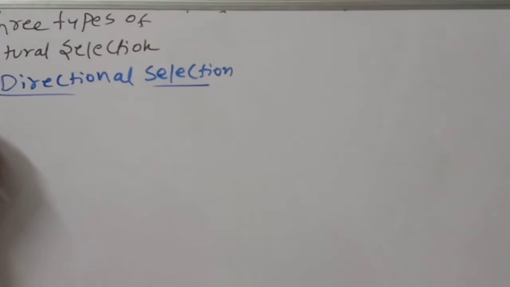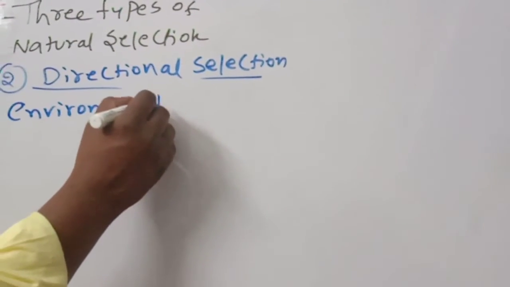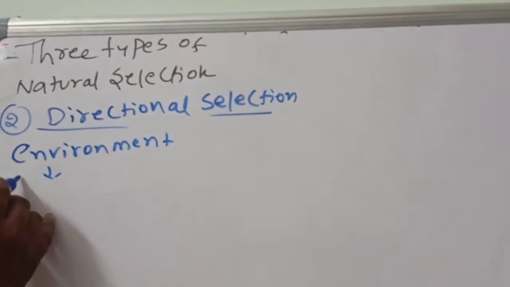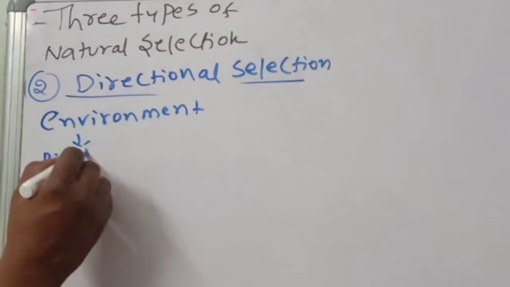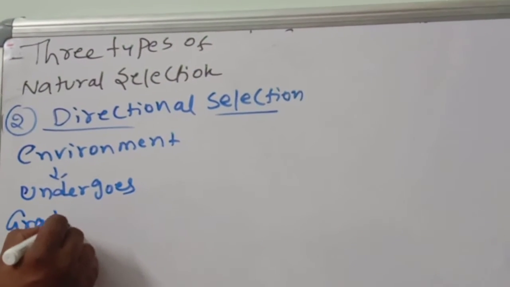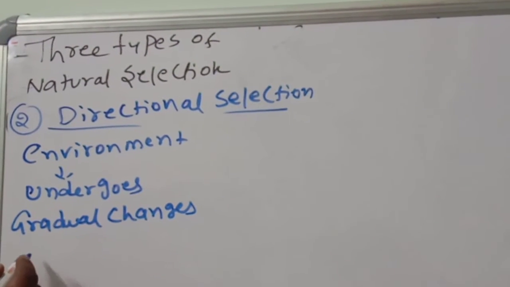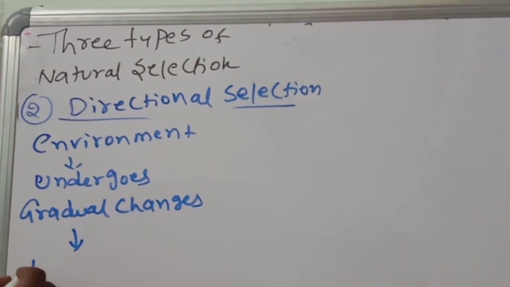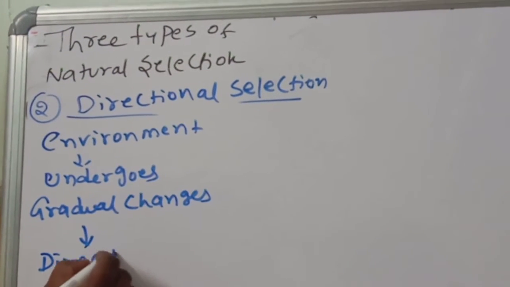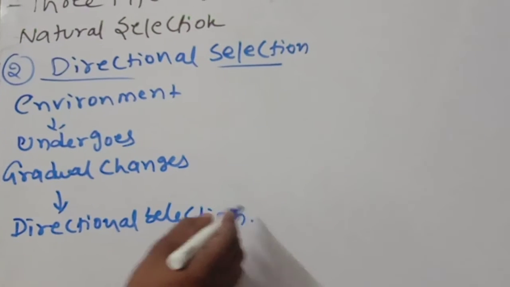Very simple, you see. The environment which undergoes gradual changes, the environment will undergo gradual changes, is subjected to, it leads to directional selection. This point you should remember.